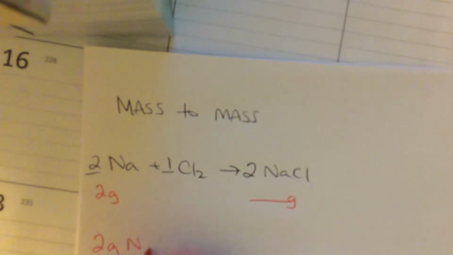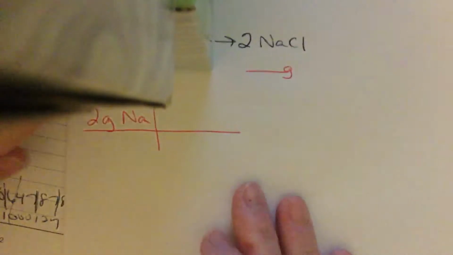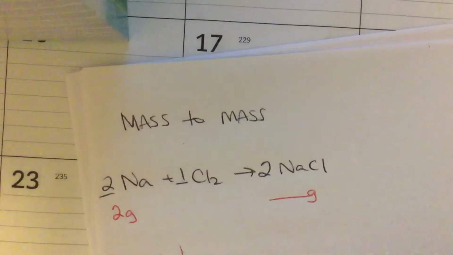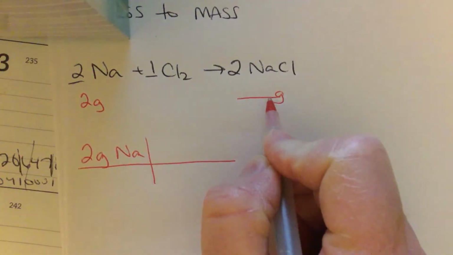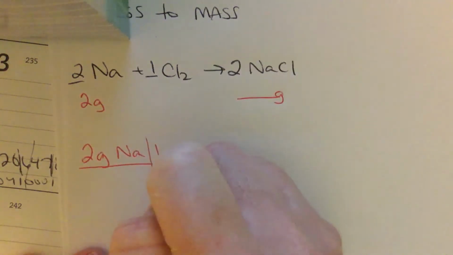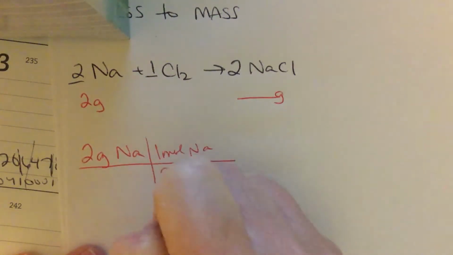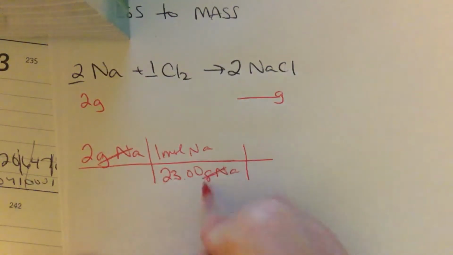Anyway, so I say, okay, write down my given. 2 grams of Na. I draw my line, right? Okay, so we have 2 grams of sodium. I forgot how many grams of sodium chloride I need. So I have to go from mass to mole first. You always have to get the mole. So 1 mole of sodium is equivalent to 23.00 grams of sodium. We know that.